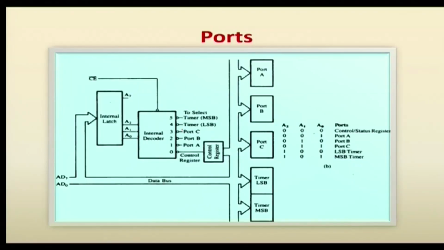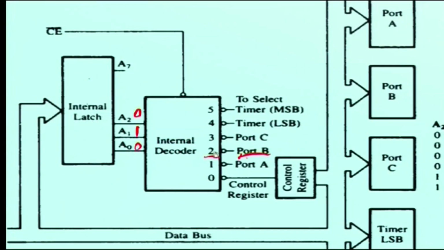Suppose you want to select port B. Port B means you have to activate output 2. To activate output 2, you have to give the signal 0 1 0. This is the binary equivalent for 2. When you apply 0 1 0, output 2 will be selected. This way we are giving the address lines to activate the particular signal.